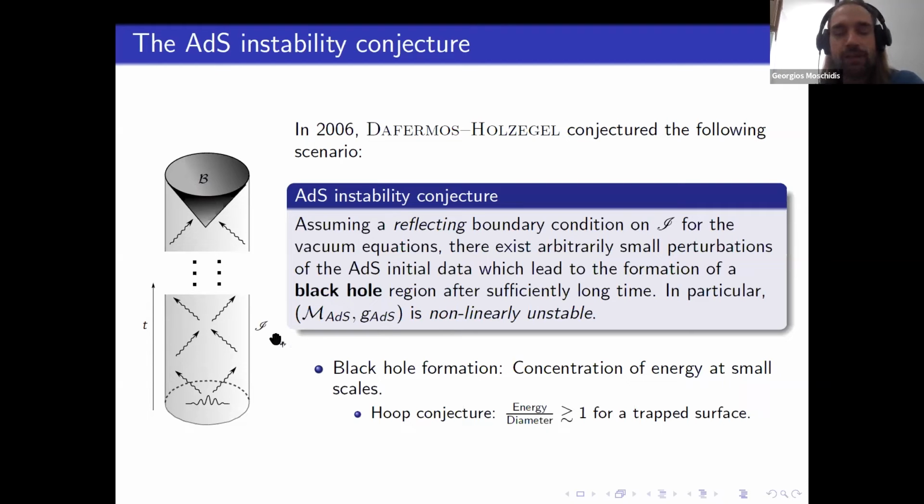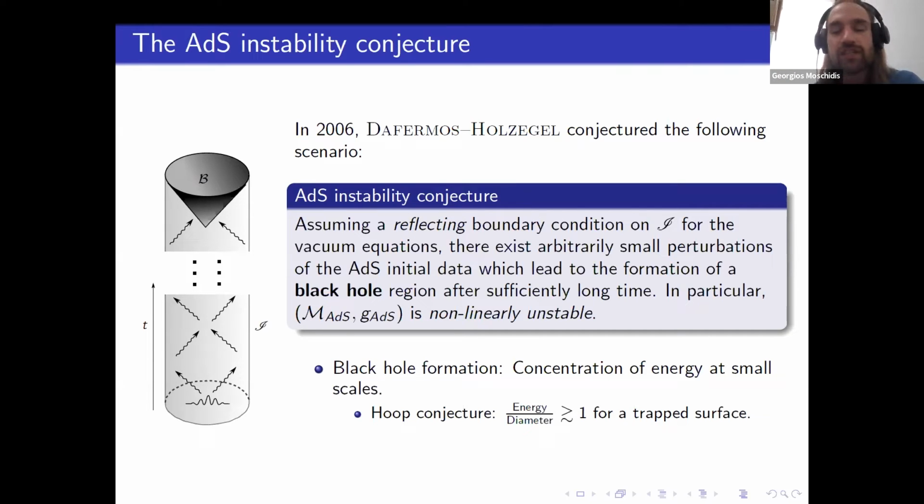And let me, again, say why this is related to the phenomenon of turbulence. This is because, morally speaking, we expect a black hole to be formed when energy is concentrated at small enough scales. We already touched a little bit on this before, but you can think of this statement as somehow analogous to the hoop conjecture, put forward by Kip Thorne in the early 70s.